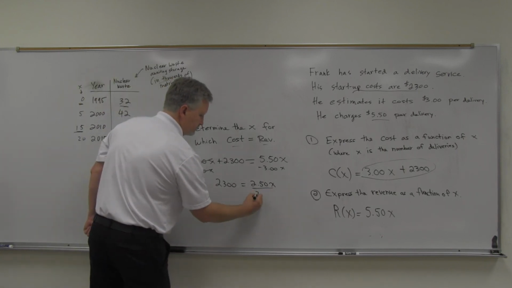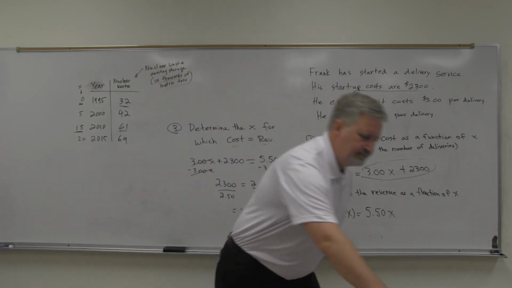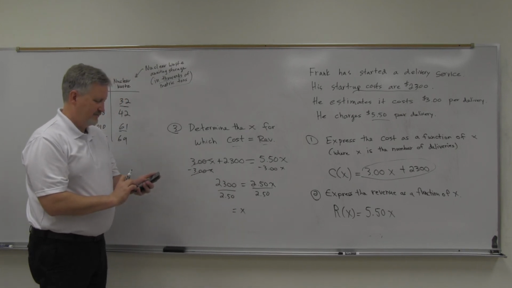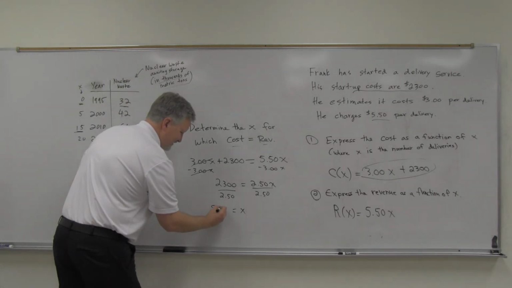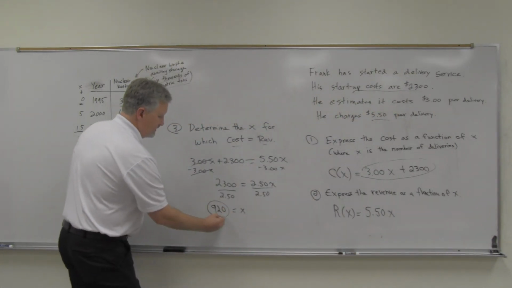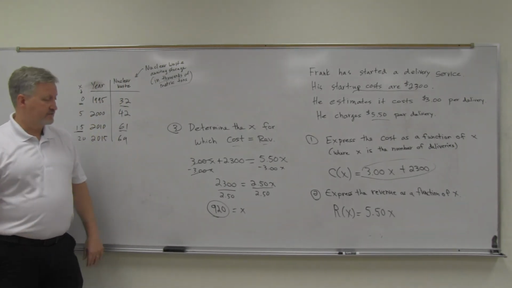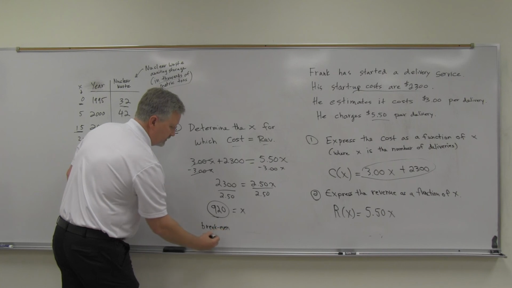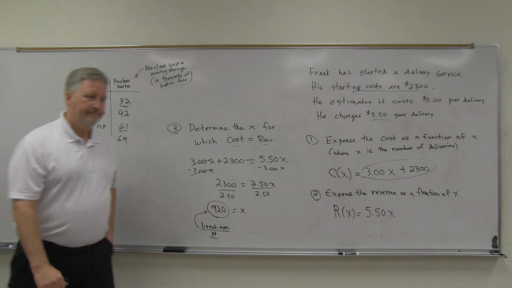All I have to do is divide by 2.50. That'll give me my x. See if I can do this right. 2,300 divided by 2.50. 920? All right, so 920 would be where the cost equals revenue, so that would be your break-even point. Cost equals revenue. I don't know if they'd ask that, but. All right, question or concern?